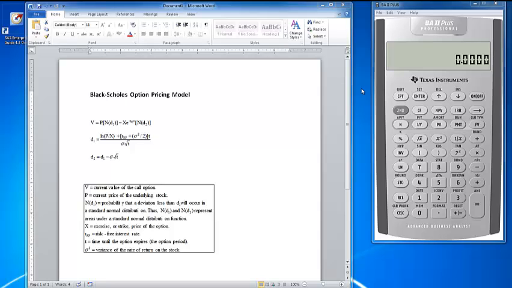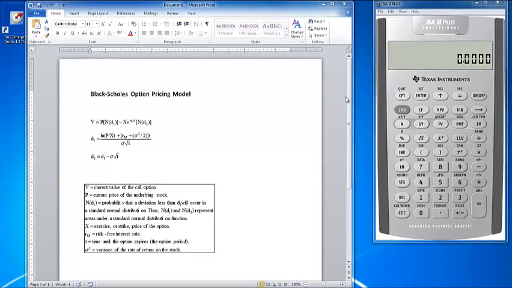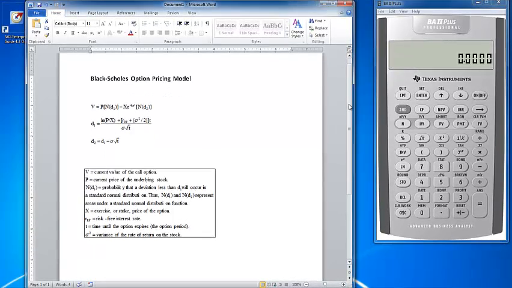The Black Scholes option pricing model was developed by Black and Scholes in 1973. Soon after that, the Chicago Board Option Exchange came into existence, and so it was used as a tool to be able to determine the value of an option. We're going to look at call options and pricing call options using this model today.